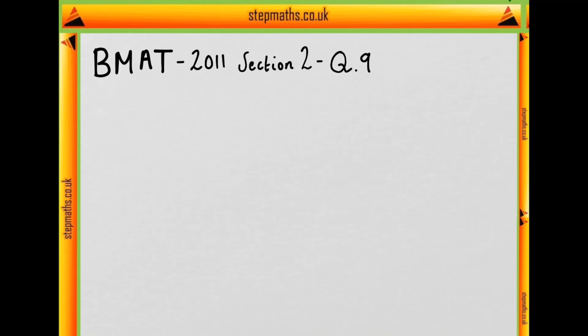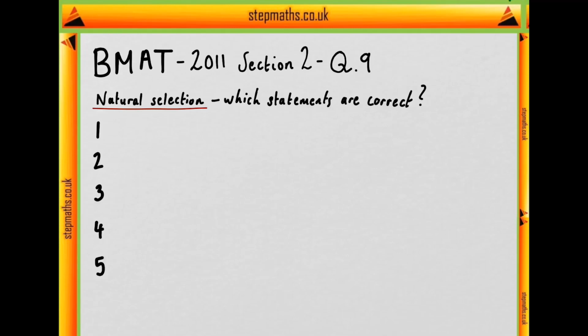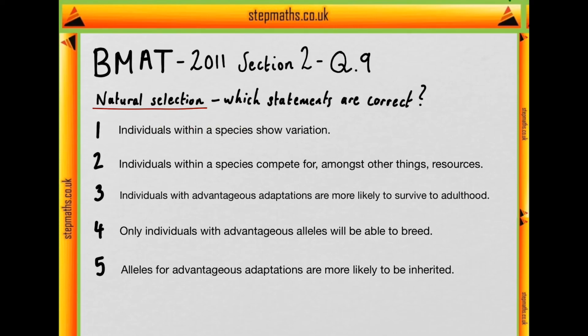Question 9, we're being asked about natural selection, and we're going to be asked which of our 5 statements here is correct with respect to natural selection. Okay, so we'll start with 1. Individuals within a species show variation.